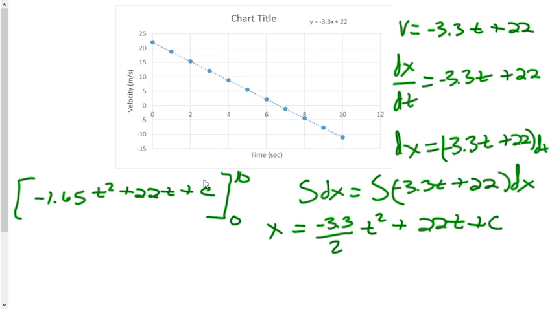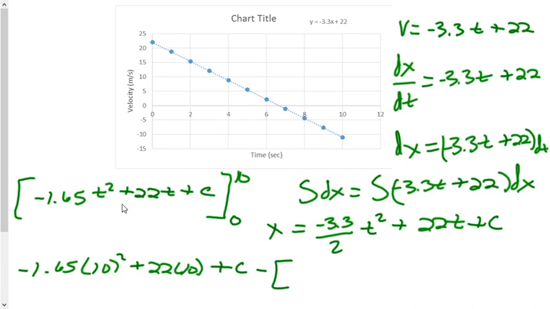So now what I'll do is put 10 seconds in for this equation, and then I'll put 0 seconds in, and I'll subtract those two to get my definite integral. So let's go ahead and do that. That's negative 1.65 times 10 squared plus 22 times 10 plus the C, which we again don't know what it is. And now we're going to subtract from that 0 plugged into all of this.